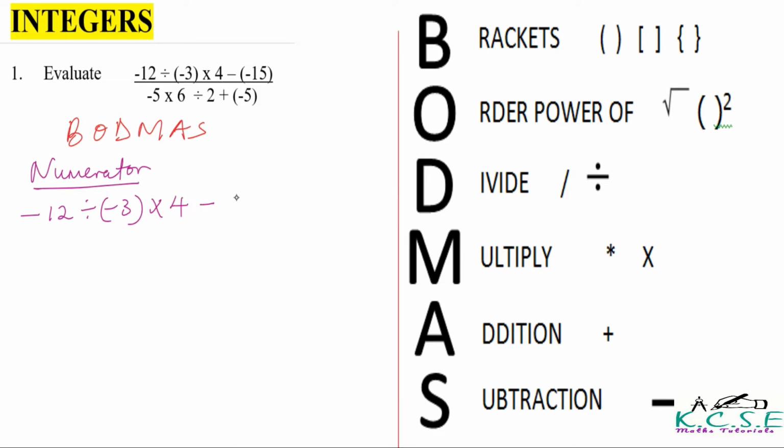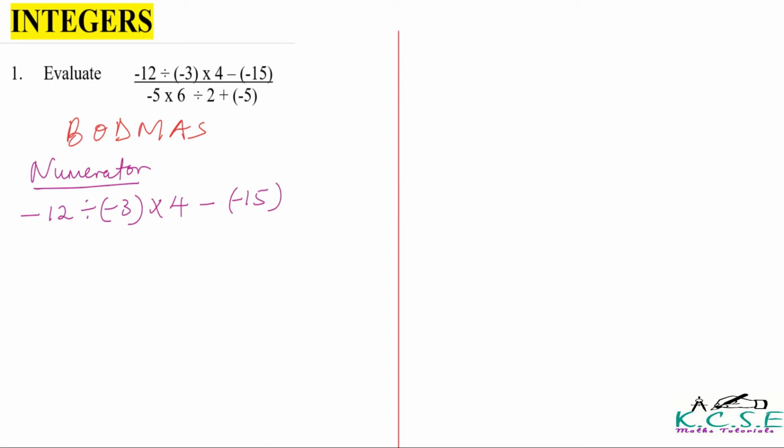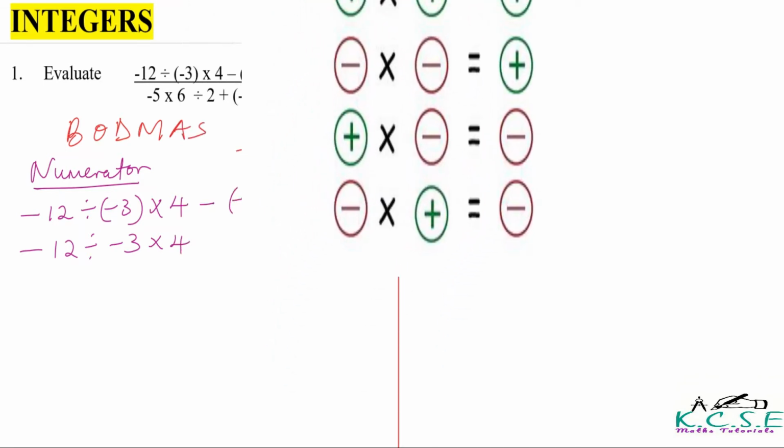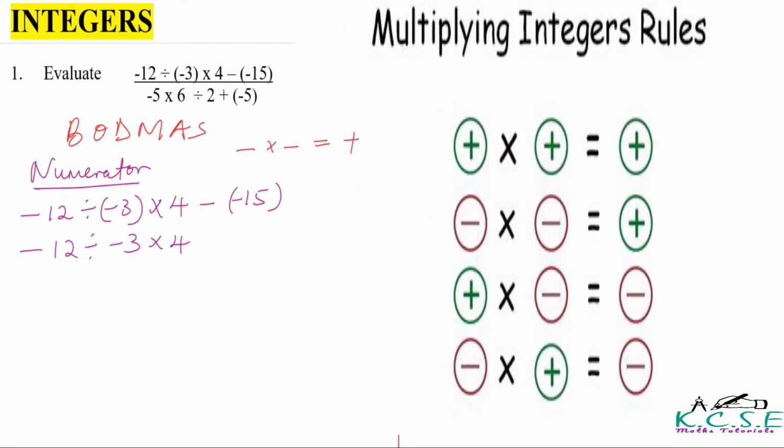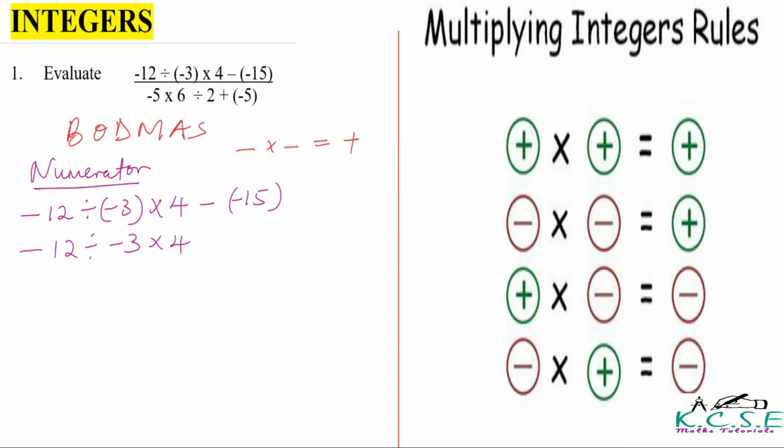4 minus negative 15. So the first operation you're going to begin with is the removal of the brackets. So negative 12, remove this, divided by negative 3 multiplied by 4. Negative, in this part, negative multiplied by negative gives a positive. So in this case, we shall get positive 15.